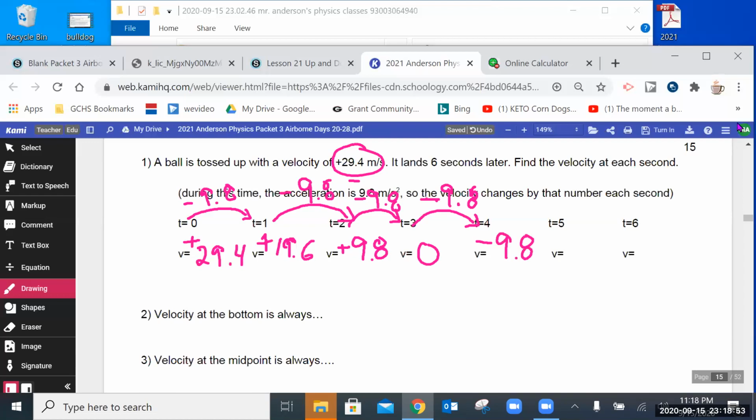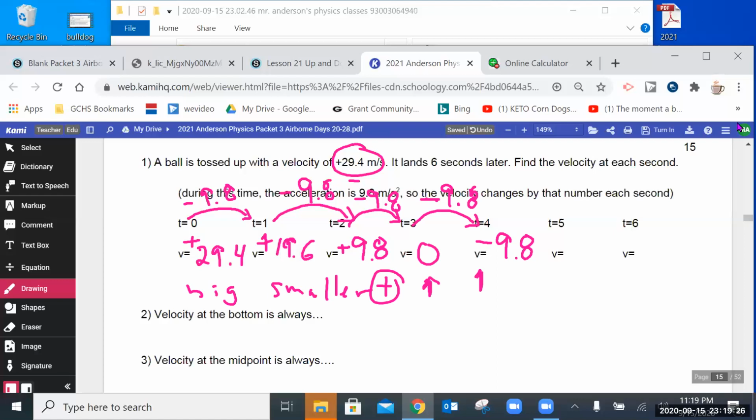So you see what's happening here? It starts off with a very big positive number that's very fast going upwards. And gradually, it gets a little bit smaller and smaller, but you're still in the positive direction. So it's getting slower and slower, but still going up. Then it's stationary for an instant. That's the tippy top. And then it starts coming down.